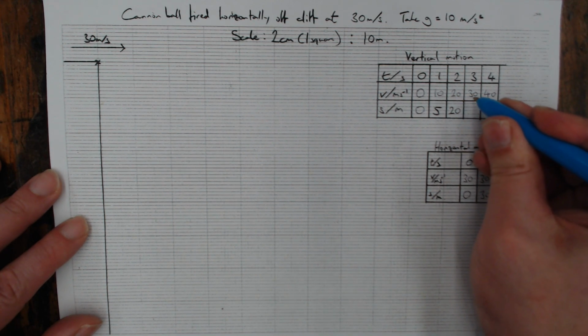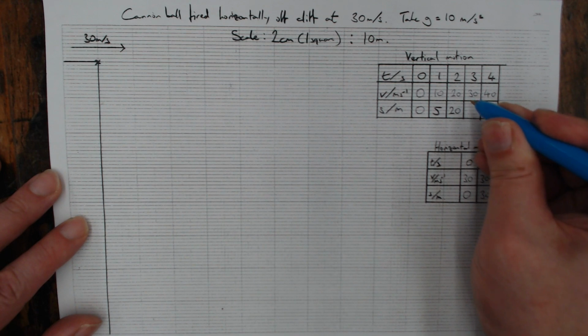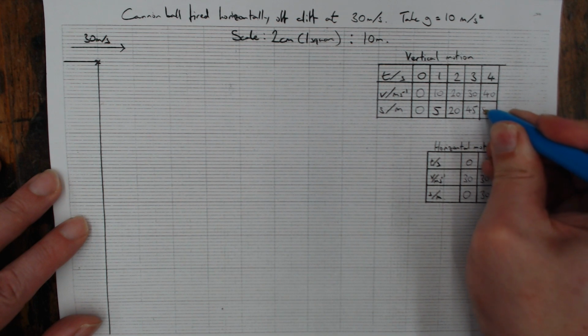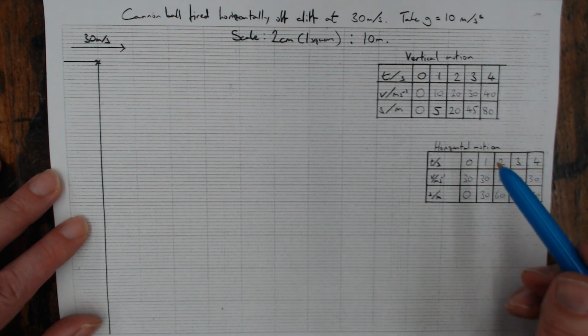And likewise, during the third second, it must fall 25 meters with an average velocity of 25 meters per second in the vertical direction. 45 is the next number here, therefore. And in the fourth second, 35 meters. So we should get 80 there. And that's a nice starter exercise for this part of the exercise.